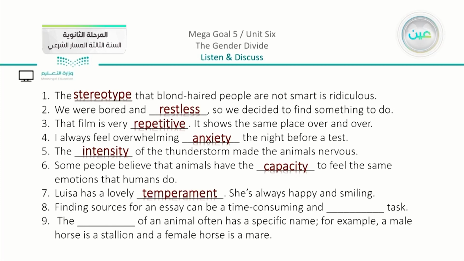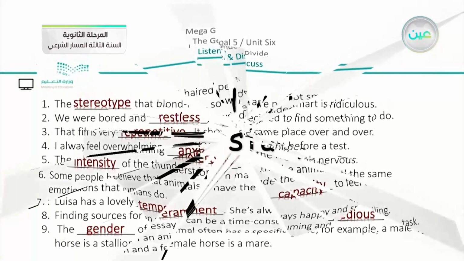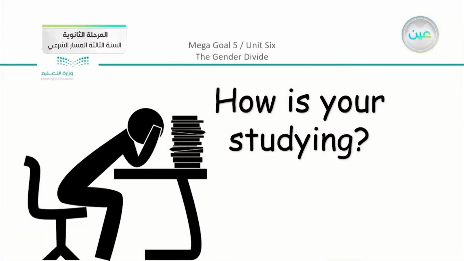Finding sources for an essay can be a time-consuming and blank task. So some tasks, they are boring, or we can say tedious. The blank of an animal often has a specific name. For example, male horse is a stallion and a female horse is a mare. So here we can say the gender of the animal. So you know now that even the word gender, it can be used for human beings or we can also use it for animals. Now this was the vocabulary part that we have here.